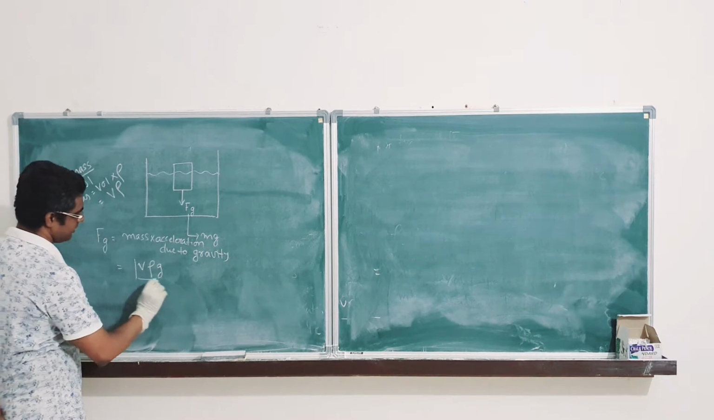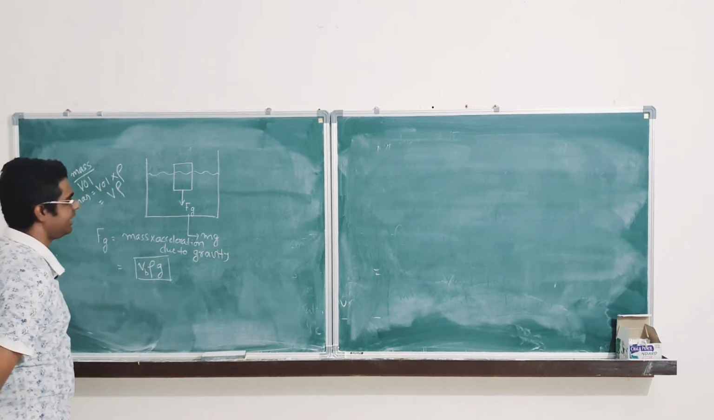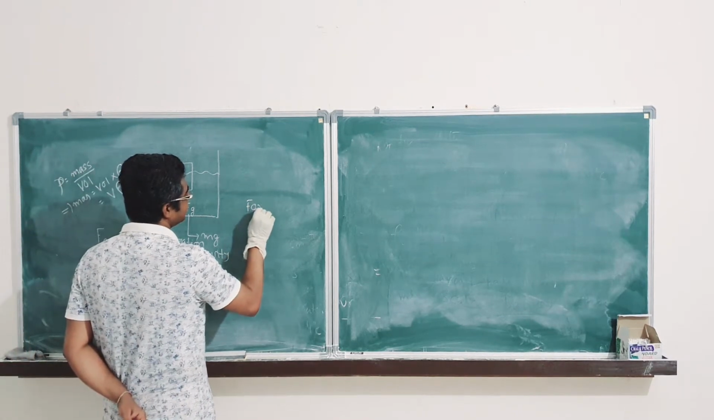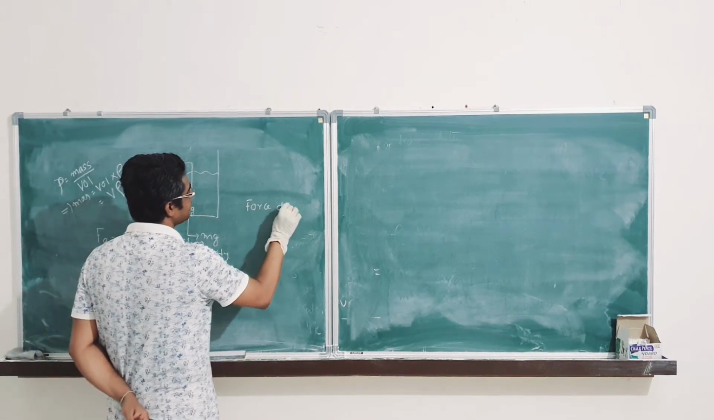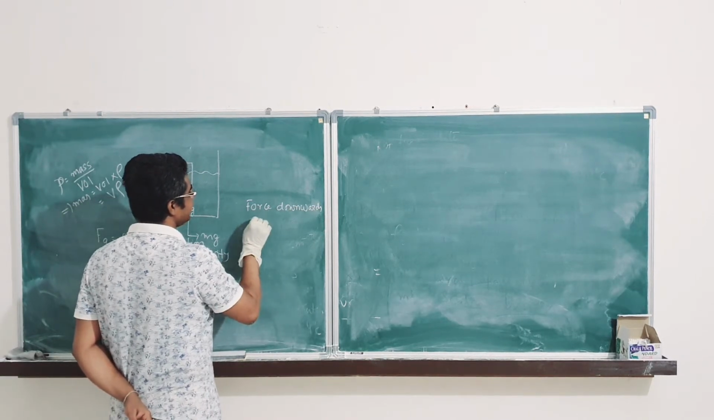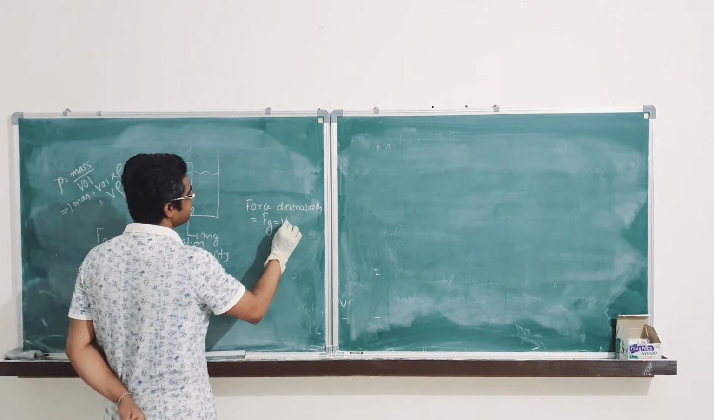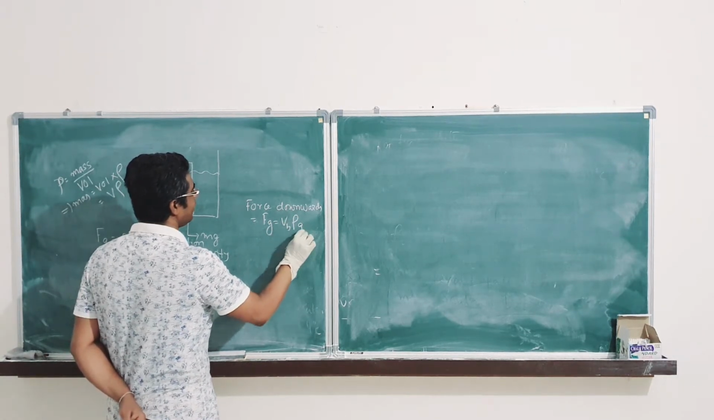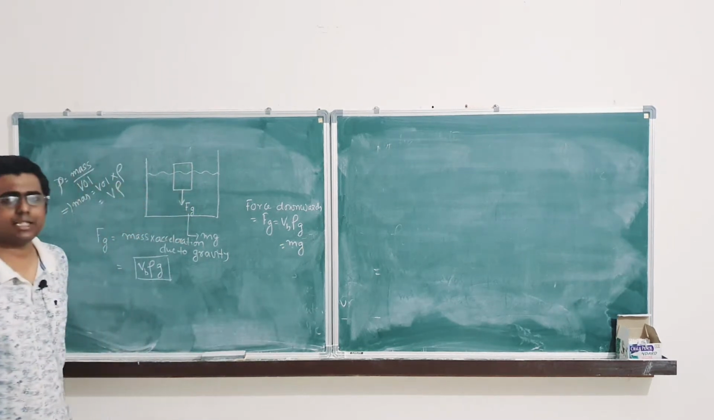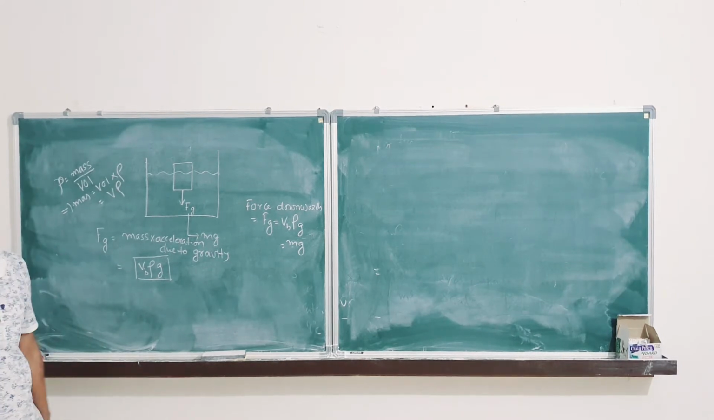So this is volume of what? Volume of body. So we can write there is a force acting downward, which is VB rho g, or which is basically nothing but mass into acceleration due to gravity. There is another force which also acts on it.